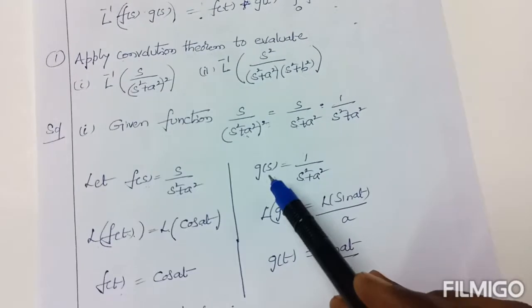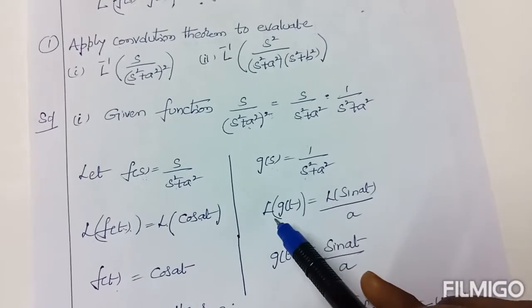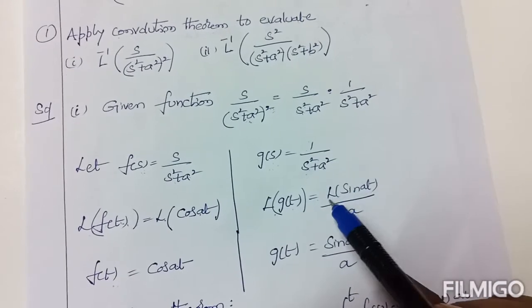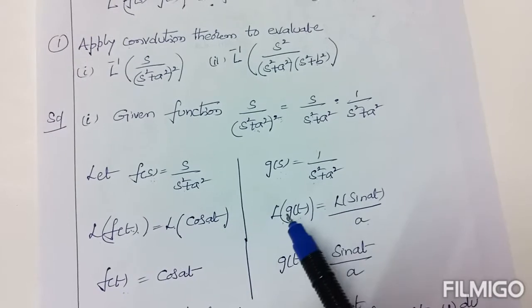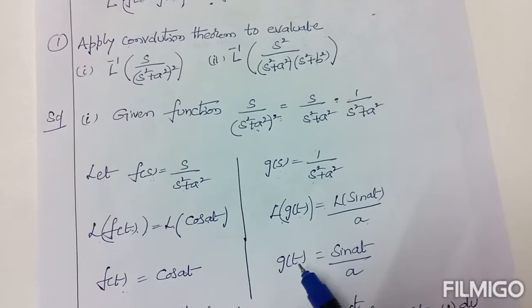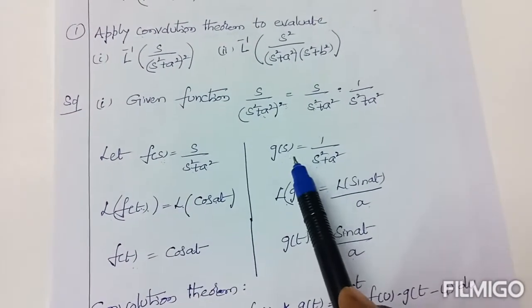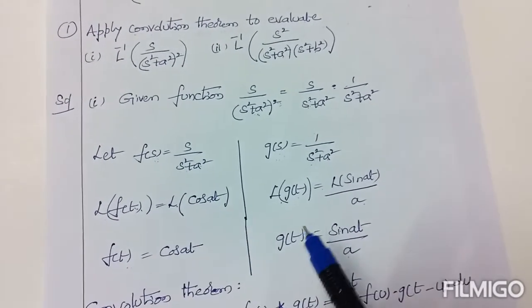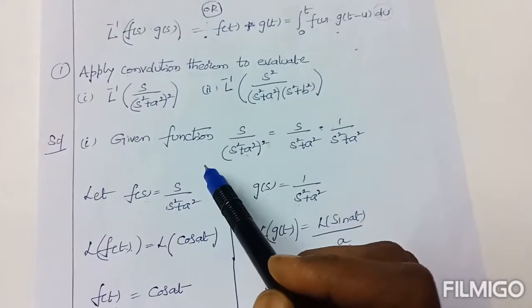Coming to the next function, G(s), 1 by (s square plus a square). G(s) is also written as L of g(t), and this is the standard formula of L of sin at by a. Now there is an L on both sides, and by cancellation the remaining part is g(t) equals sin at by a. Now F(s), G(s), f(t), g(t), all required functions are clear.